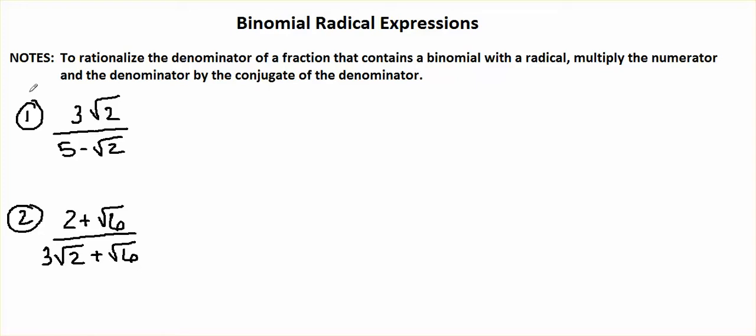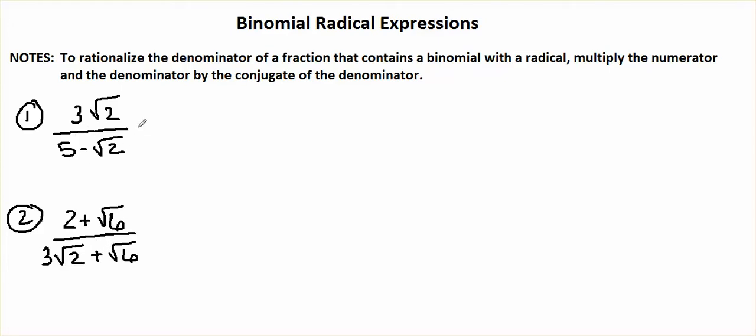All right, so the notes say that to rationalize the denominator of a fraction that contains a binomial with a radical in it, you need to multiply the numerator and the denominator by the conjugate of the denominator right here. So if you can remember, the conjugate of our denominator is just this denominator, but with our operator changed to either an addition or subtraction. So if it's a subtraction, we're going to change it to an addition. In this example, we have an addition in the denominator, so we would change that one to a subtraction.